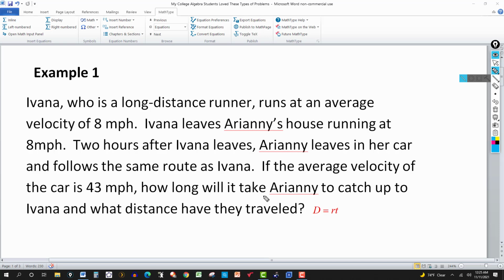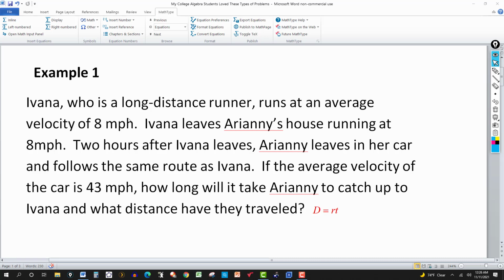Now there's some problems that you can solve without generating an equation. Trial and error. But generally the instructor is going to want you to set up an equation and then solve it. So go ahead and stop the video and see if you can solve the first one. And then I'll come back. Okay, so let's look at it now.